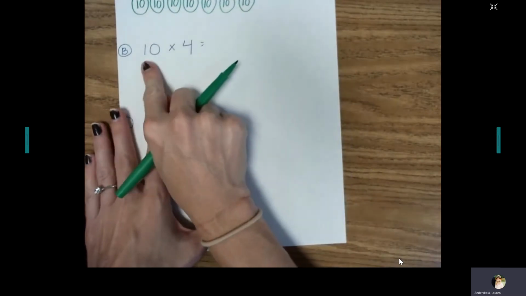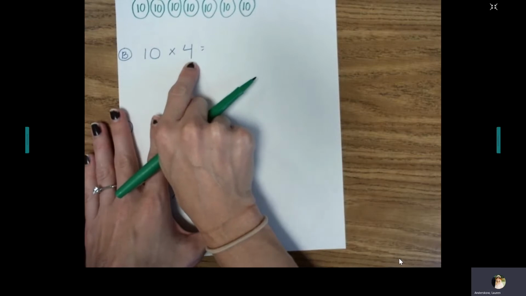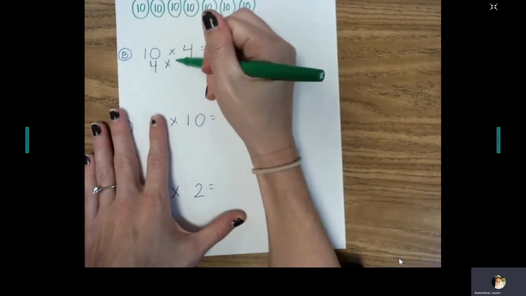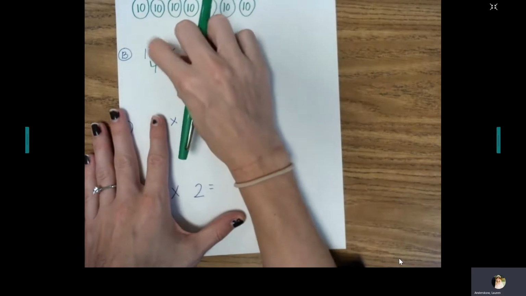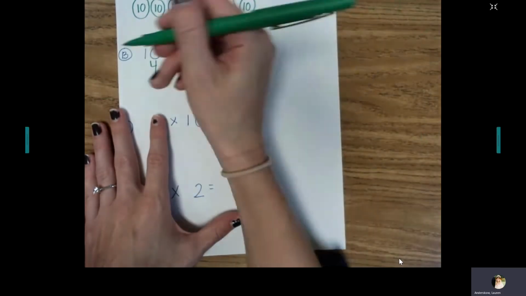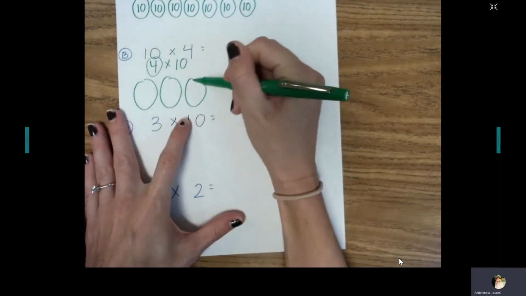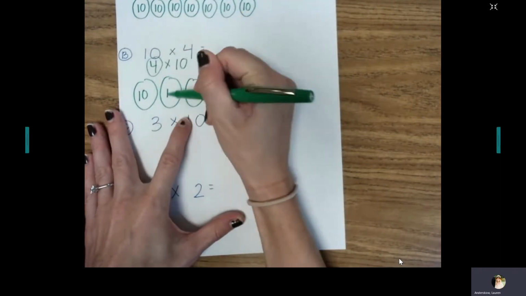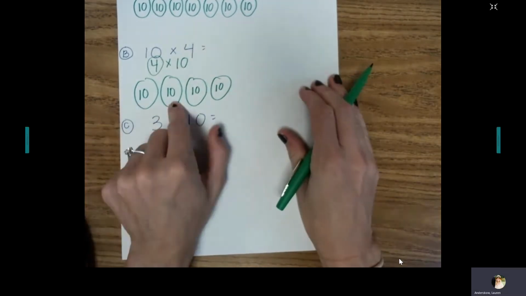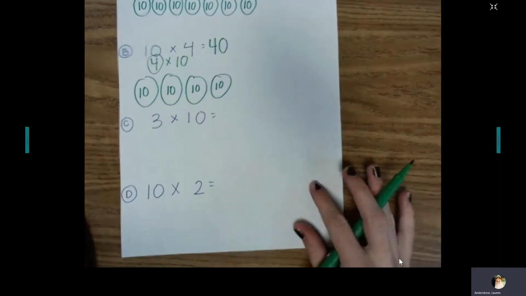10 times 4 means I have 10 groups of 4. But since we've used the commutative property, I know I can also switch this to draw 4 groups of 10. So instead of drawing 10 groups, I'm going to just use the commutative property and turn it around. So now I'm going to draw 4 groups with 10 in each. So if I skip count, I have 10, 20, 30, 40. Okay, let's move on to the next one.